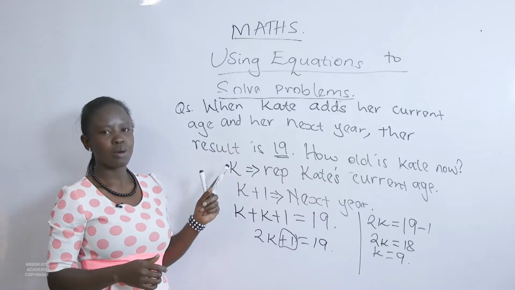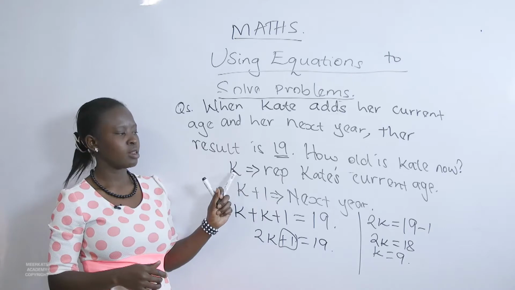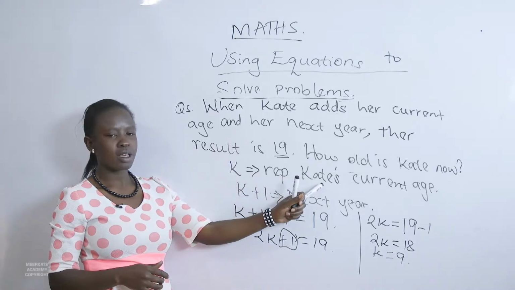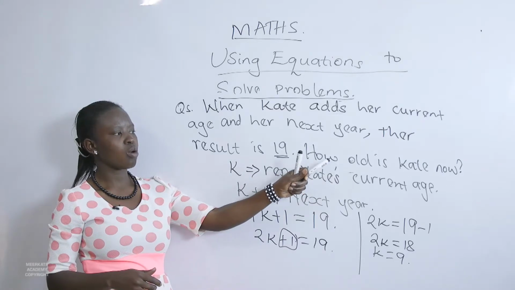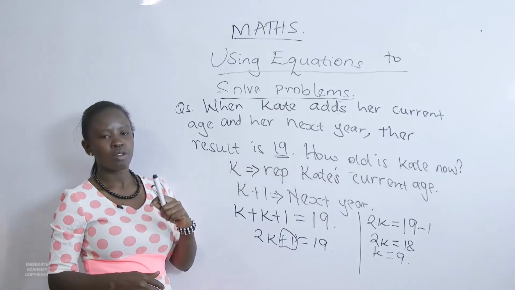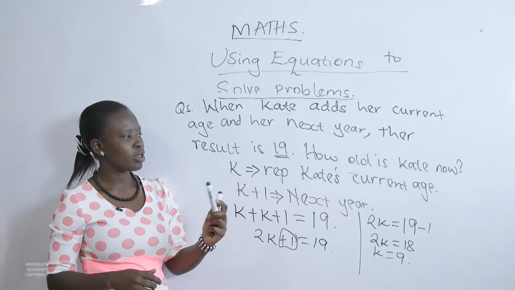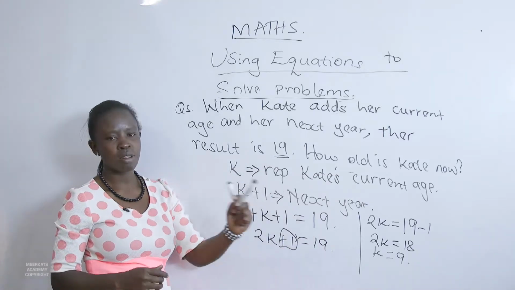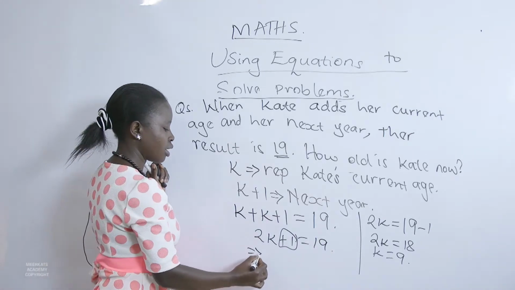Coming back to where we defined our pronumeral, what does K represent? K is representing Kate's current age. And the question is asking how old is Kate. So we need to find the age of Kate currently. That means Kate is 9 years old currently.